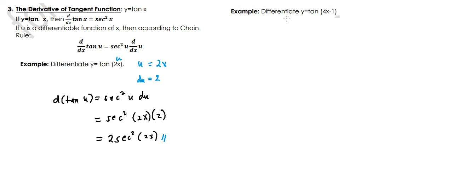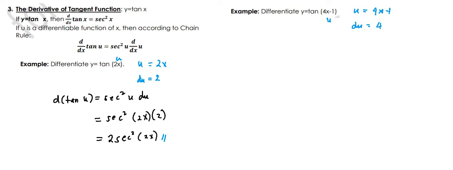So let's have the next example. y equals tangent 4x minus 1. Again, let's find our u. So our u here is 4x minus 1, and our du is 4. It's just 4 because the derivative of 4x is 4 and then the derivative of the constant 1 is 0.